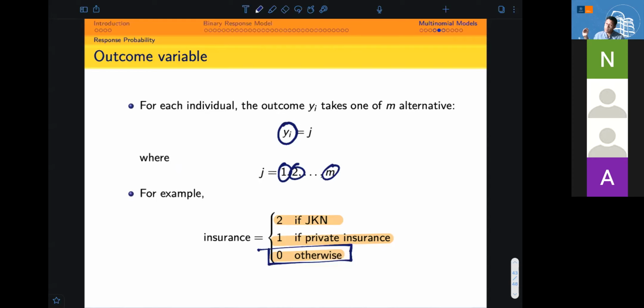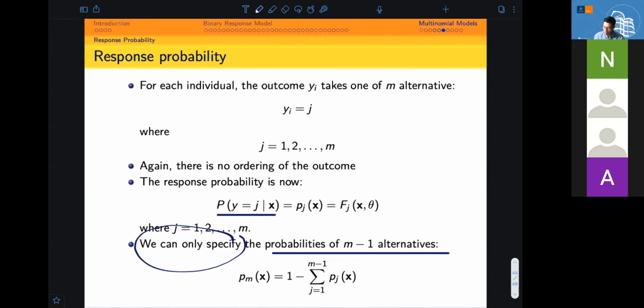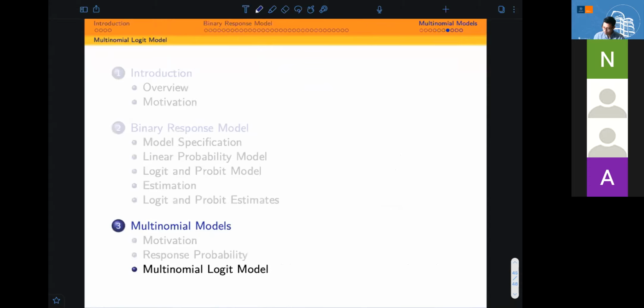Okay, so it's the effect of, say, higher income on the probability of having JKN relative to having no insurance at all. What's the marginal effect of private insurance relative to no insurance at all? So that's the idea on why we want to have M minus 1 alternatives.